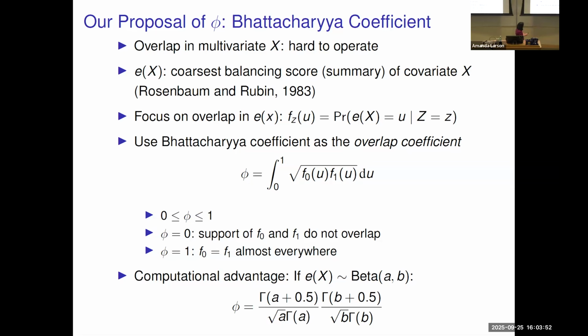So what is this Bhattacharyya coefficient? We call it the overlap coefficient. The Bhattacharyya coefficient is defined like this. The nice thing is it is between 0 and 1. When it equals 0, the supports of the two distributions have no overlap whatsoever. If it's 1, they overlap almost everywhere. But the beauty of this is the computational advantage. I actually wrote this as a math computation problem. You can prove that when you have a propensity score with a beta distribution A, B, the Bhattacharyya overlap coefficient is closed form.